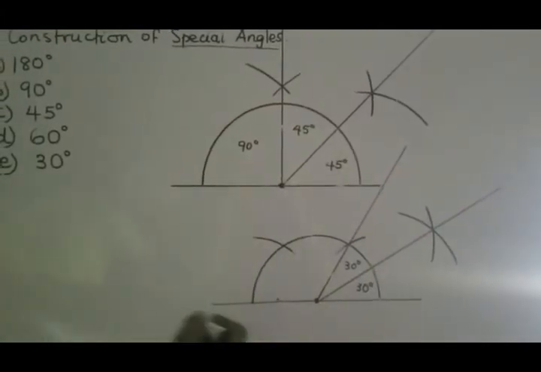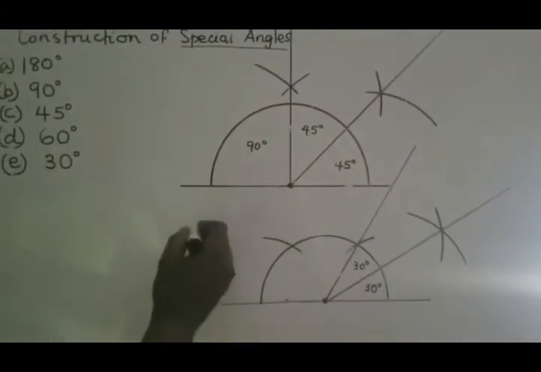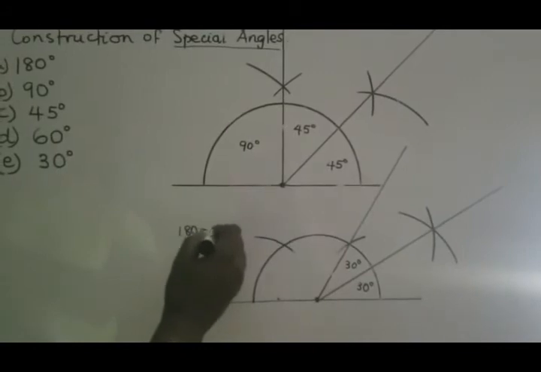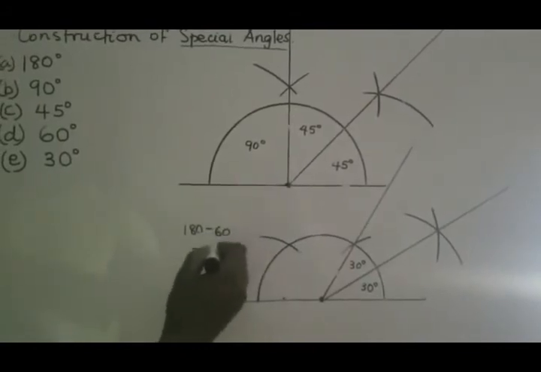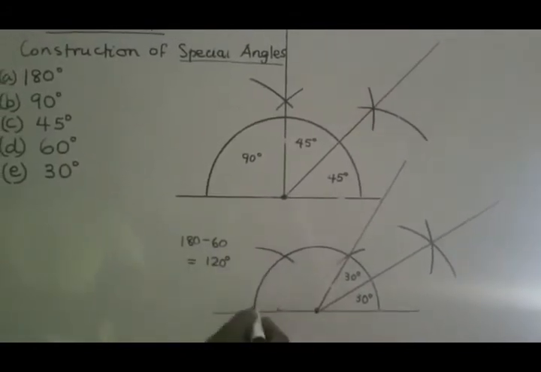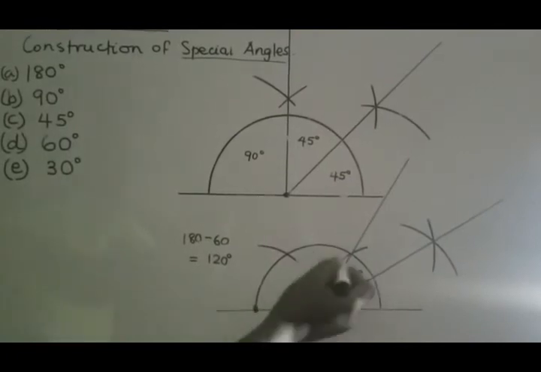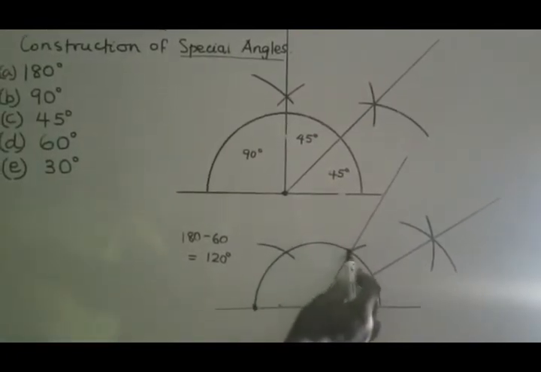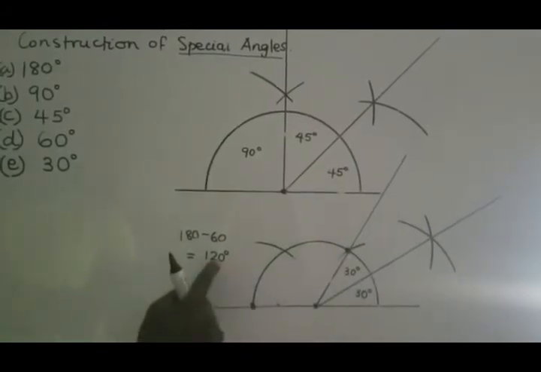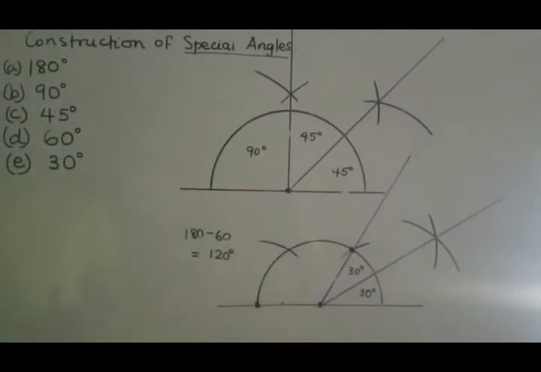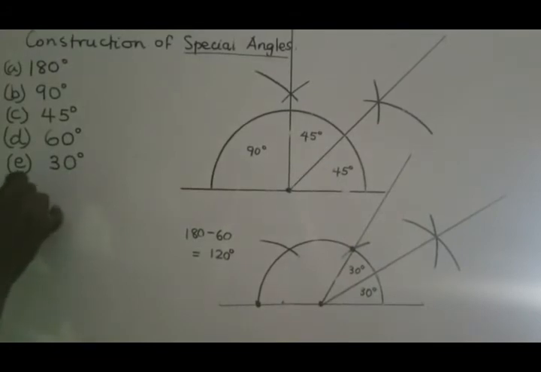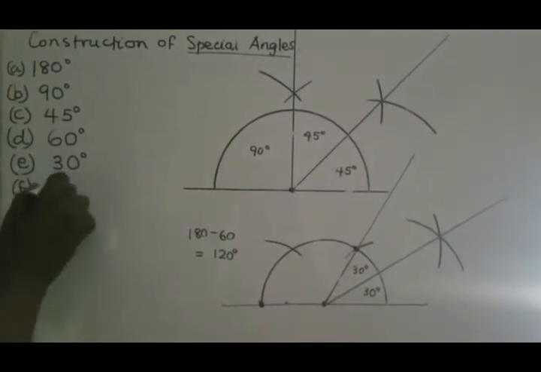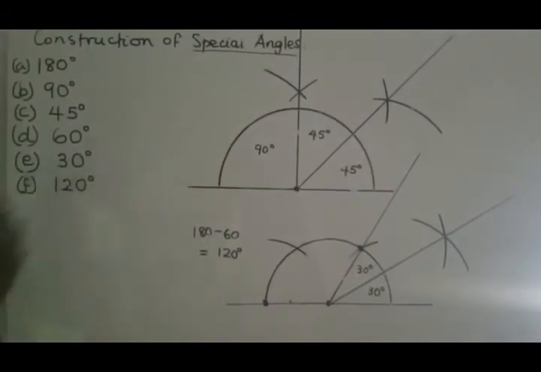What do we have? We have 180 minus 60, which will give us what? 120 degrees. So which means from this point to this point will give us 120 degrees. So 120 degrees is also one of the special angles.